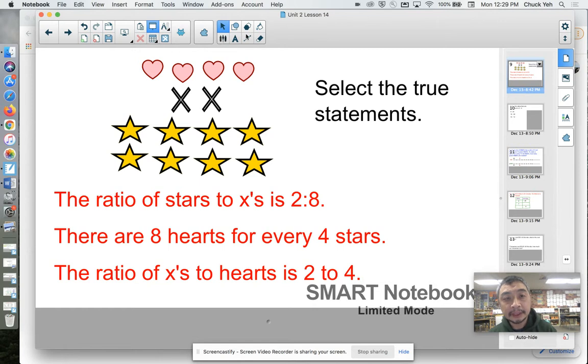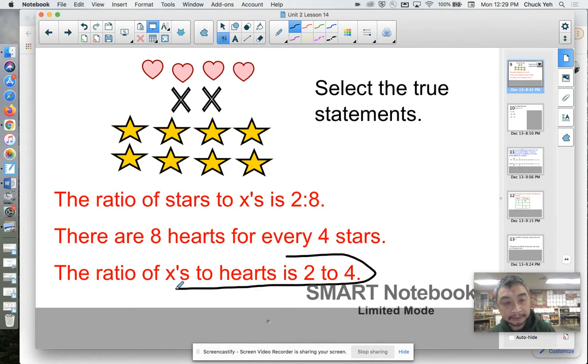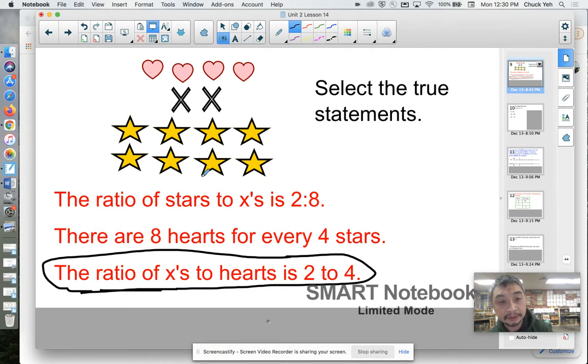Okay. So this one, there's actually only one answer. And it is this one. All right. This is the only one. The ratio of x's to hearts is 2 to 4. There's 2 x's and there's 4 hearts. The stars to x's is not 2 to 8. There's 8 stars and 2 x's, so that should be flipped around. And there are not 8 hearts for every 4 stars. Okay. There's 4 hearts for every 8 stars, but there's not 8 hearts for every 4 stars. There's not even 8 hearts, there's 4 hearts. Okay?